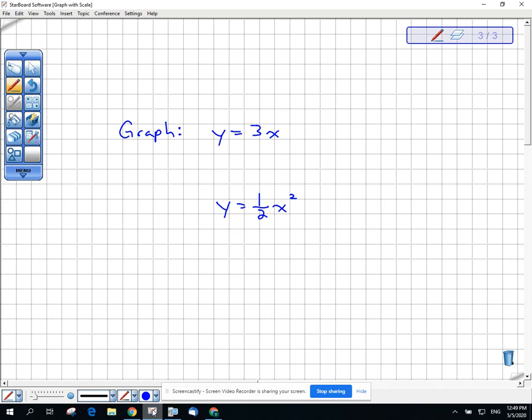Algebra 1, Section 8.7, exponential functions. Before we get to the functions, I just want to bring up some things that we talked about earlier in the year. What if I had asked you to graph y equals 3x? We should all have an idea of what that would look like.